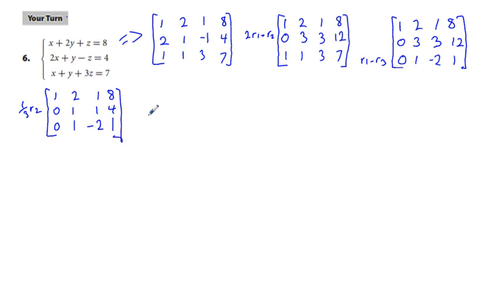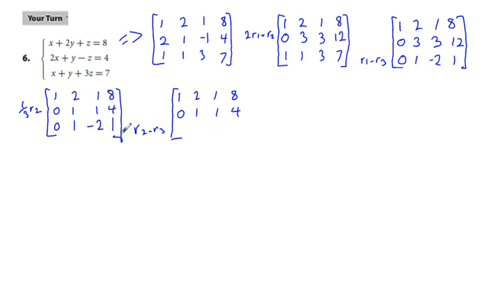Okay, so next, we're going to target the third number in the second column and make that a 0. To do that, we're going to take R2 minus R3. R1 and R2 are going to stay exactly the same, so we just rewrite 1, 2, 1, 8, and 0, 1, 1, 4 for our first two rows.